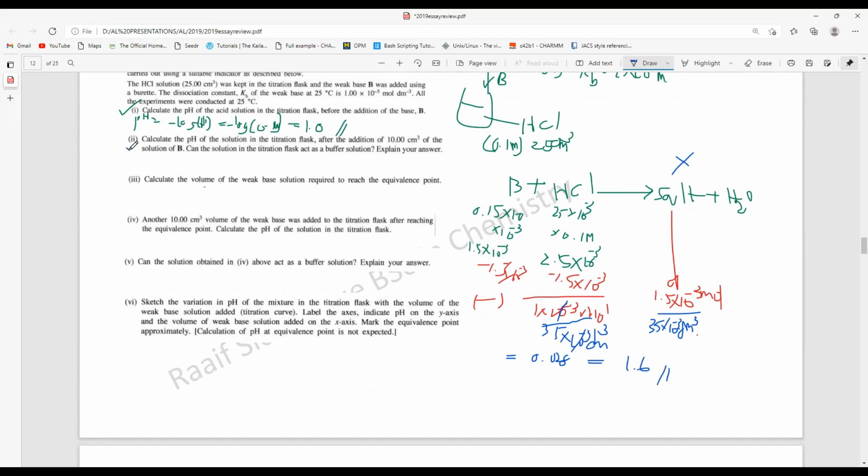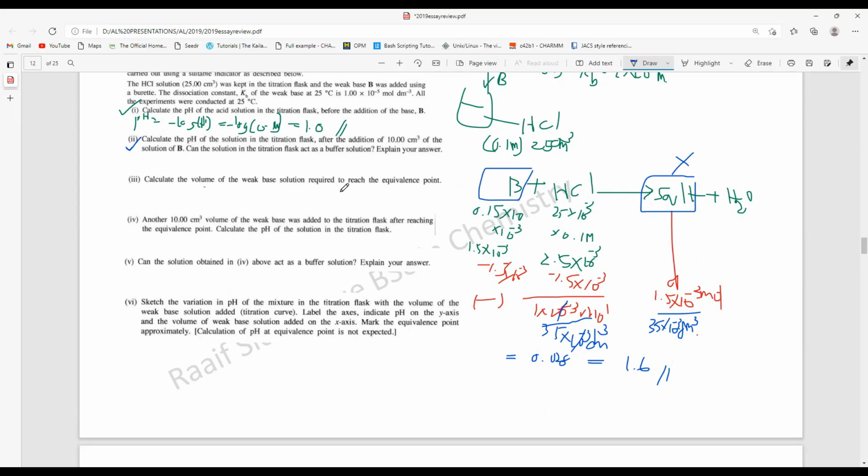Okay, this is done. And they are asking an additional question. Can the solution in the titration flask act as a buffer solution? Explain your reason. So to act as a buffer solution, you need the weak base as well as the salt of this weak base. But here you see only the salt is remaining. So here it cannot act as a buffer solution. So that is the reason.